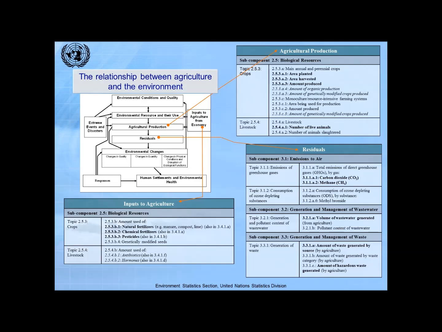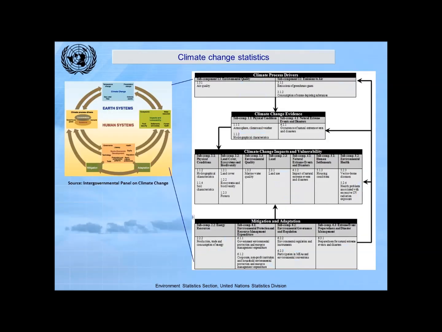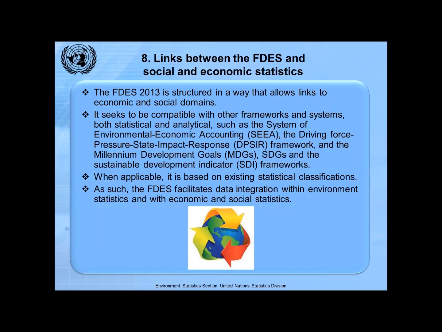Next example is on climate change statistics, which again, I'm conscious of the time, so it's similar to the previous one. I'm going to skip on this one. This slide looks at the links between the FDS and social and economic statistics. As I mentioned before, it is very much linked to different systems like the SEEA, the DPSIR framework, etc.